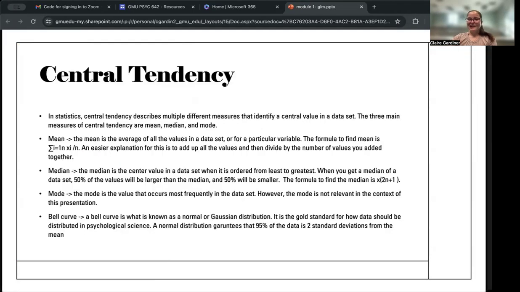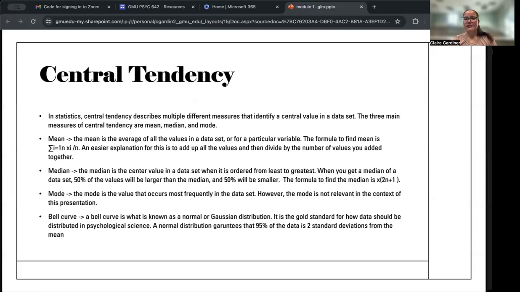Okay, so it's basically the most standard form to distribute data and to show data. A normal distribution guarantees that 95% of the data is 2 standard deviations from the mean. So that's another reason why it's so popular to use, because it's easy to read, it's easy to understand.